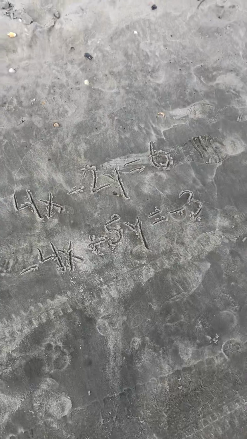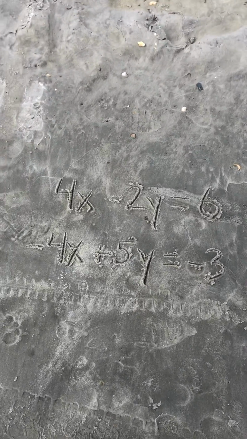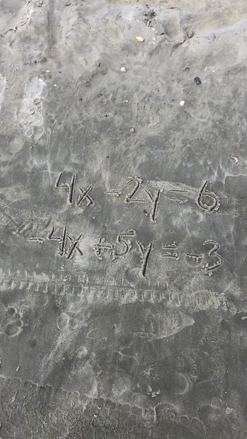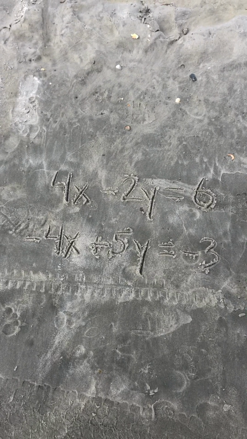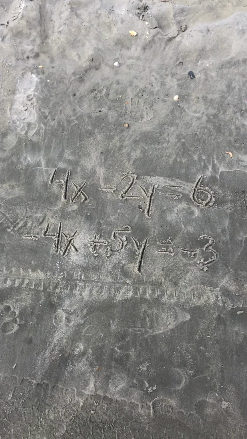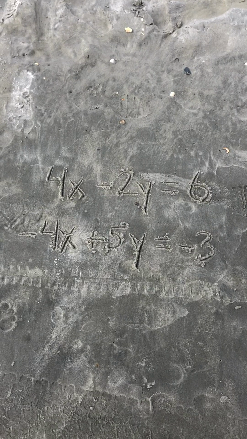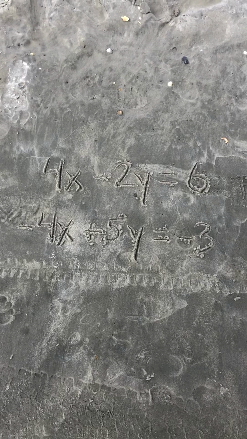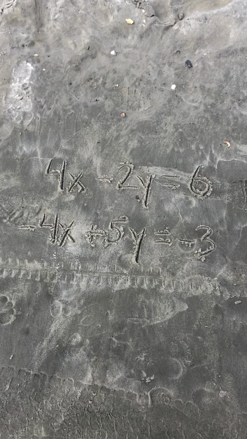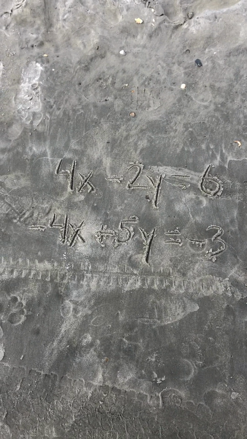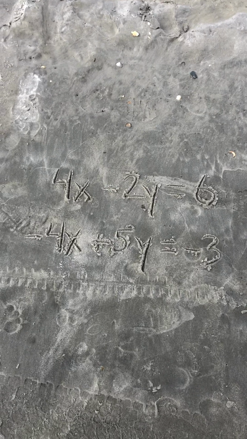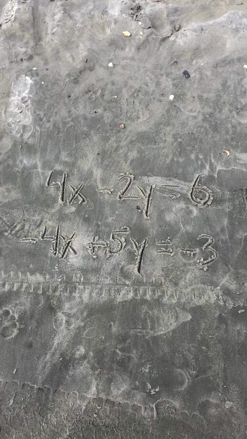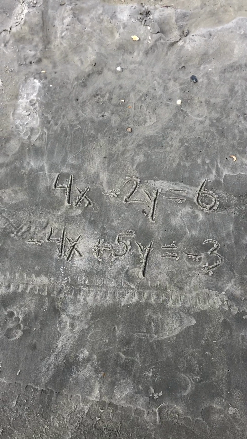Now, elimination is kind of weird. However, it is my go-to method for solving systems of linear equations. The equations we have here are 4x minus 2y equals 6 and negative 4x plus 5y equals negative 3. Ultimately, elimination sounds like exactly what we're trying to do. We're trying to eliminate a variable, and the first step is to choose which variable you're going to eliminate. It does not matter whether you eliminate x or y, however some choices are better than others.